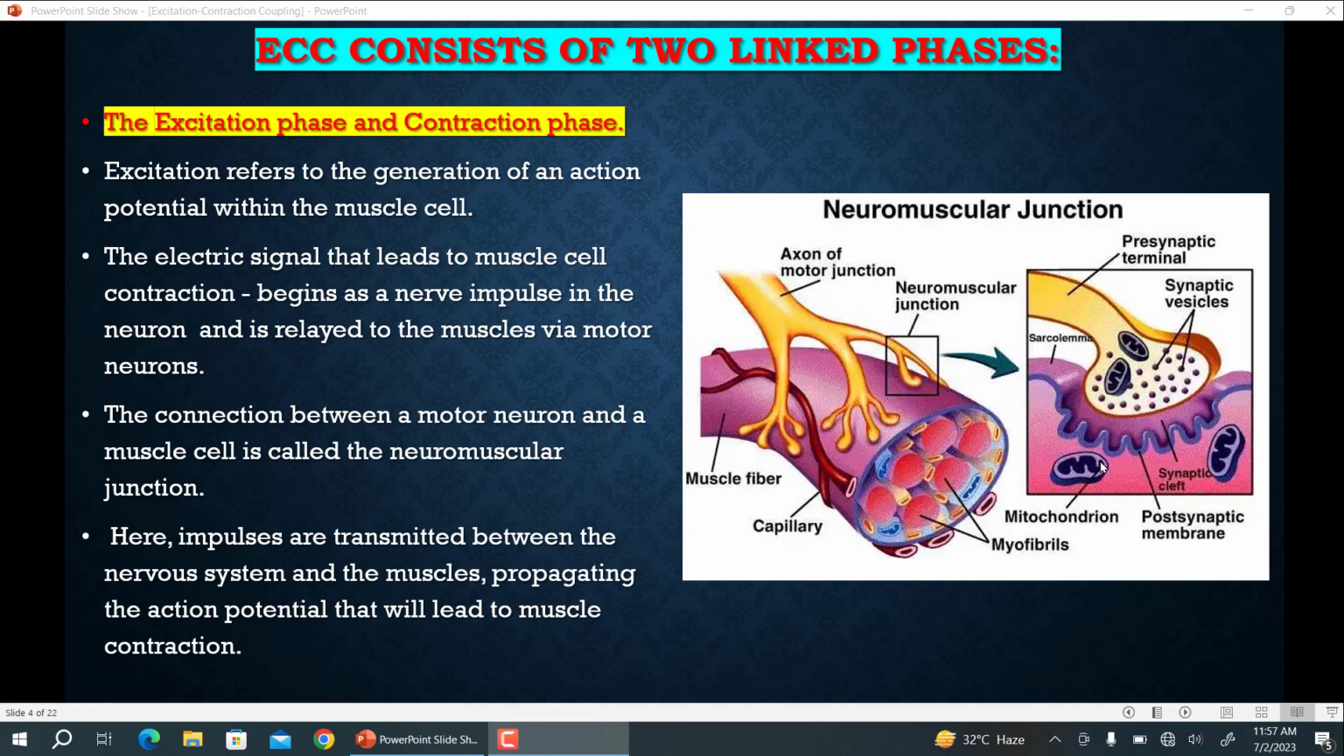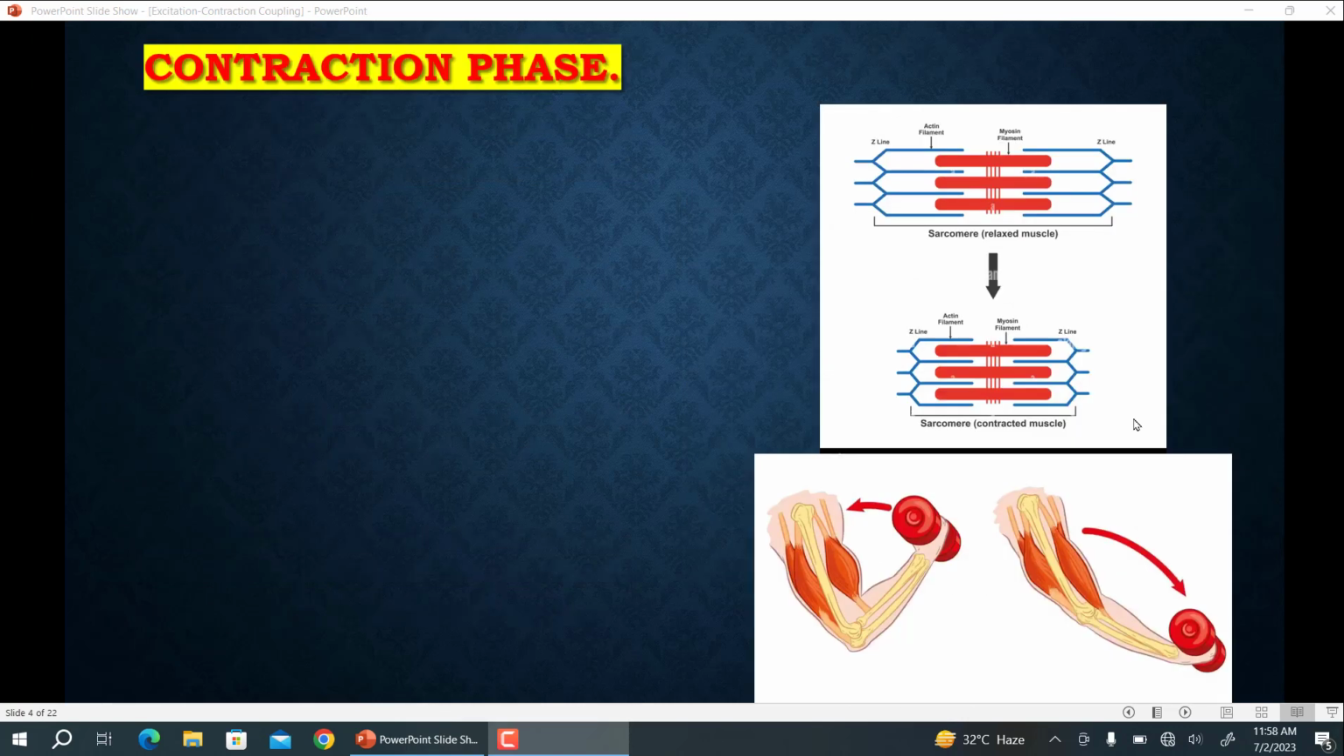Here impulses are transmitted between the nervous system and the muscle, propagating the action potential that will lead to muscle contraction. So this is the point from which the action potential is transmitted to the muscle fiber, and this causes contraction of the muscle fiber. We have discussed all this in the neuromuscular junction lecture. Full details are available in that lecture, so if somebody is interested, he can listen to that lecture.